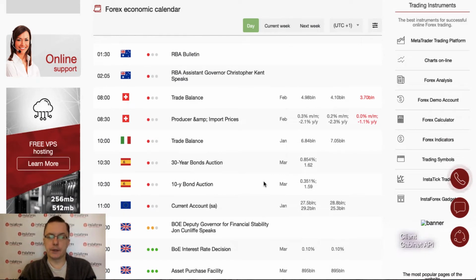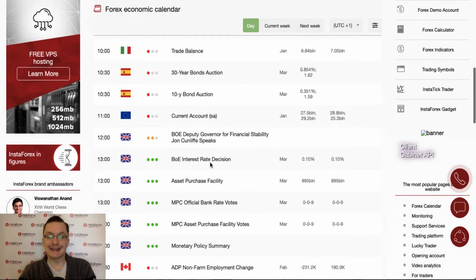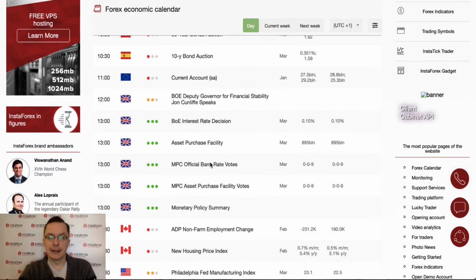During the London session, we got some data from European Union as usual, but the key event for today is of course the Bank of England interest rate decision scheduled for release at 1 o'clock p.m. So we will receive a bunch of data, interest rate decision, asset purchase facility, MPC official bank rate votes, MPC asset purchase facility votes, and monetary policy summary.